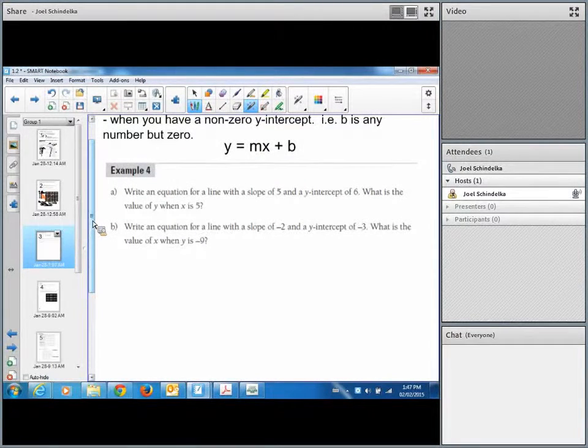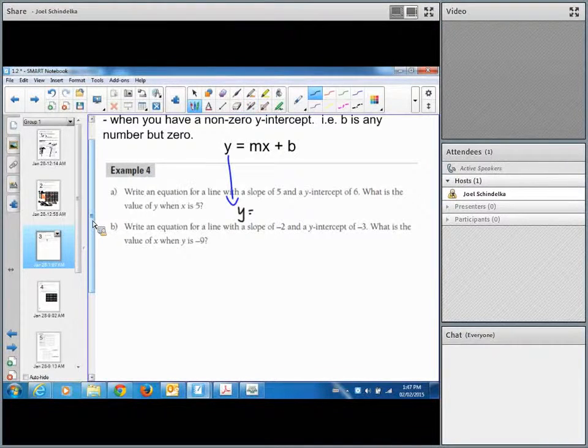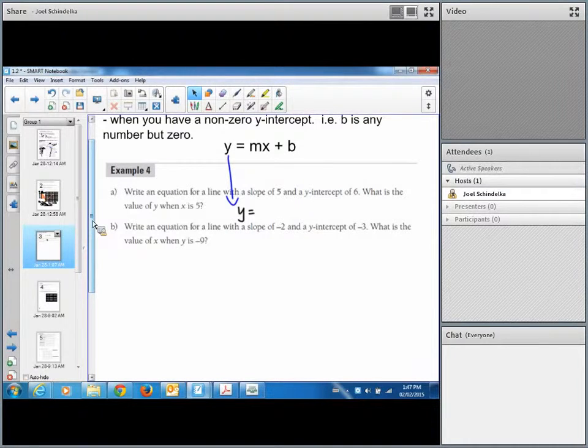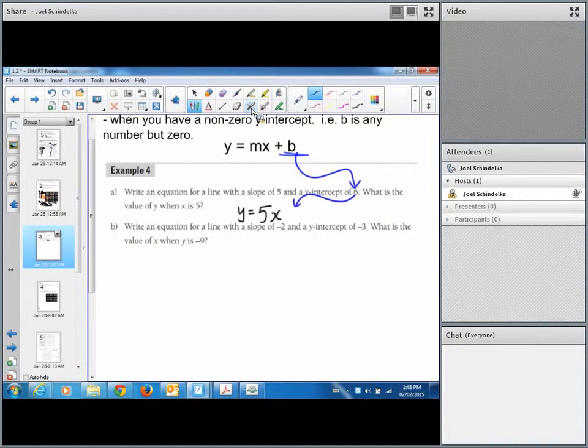Y and x are always the variables. So the y is going to just be like this. Y equals. You follow me on this? So far. Now the letter M is really the slope. I'm told that the slope is 5. So I'm going to put that right there. 5, and then the letter x. And then the y-intercept. So the b value is 6. So that's what I'm going to put last. And it's a positive 6, not a minus 6, so I'll put a plus.